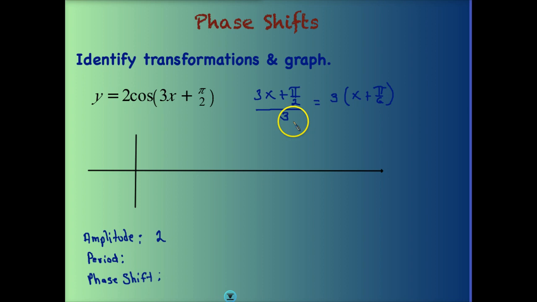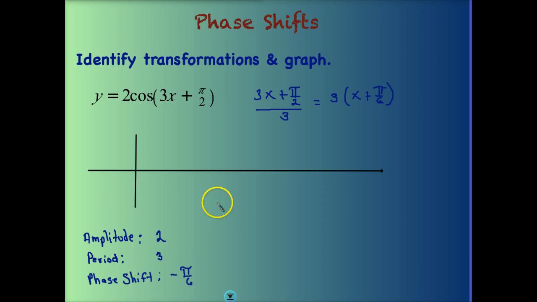Pi over 2 divided by 3 is the same thing as pi over 2 times 1/3, which is just pi over 6. So now we know that our period is 3, and our phase shift will be negative pi over 6. And that's because if we set the expression x plus pi over 6 equal to 0 and solve for x, we end up with the opposite sign.